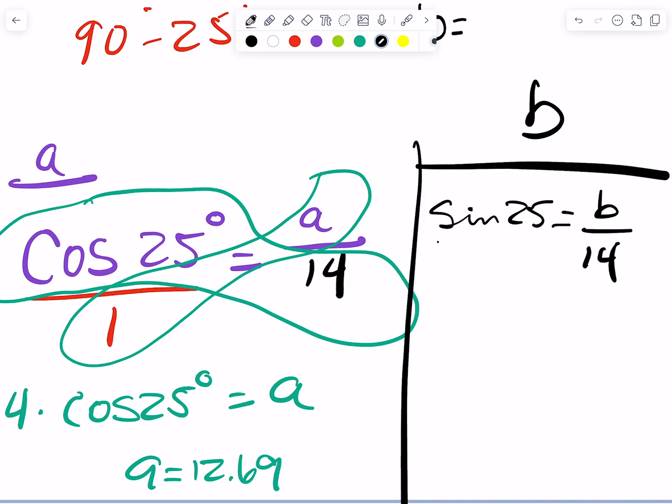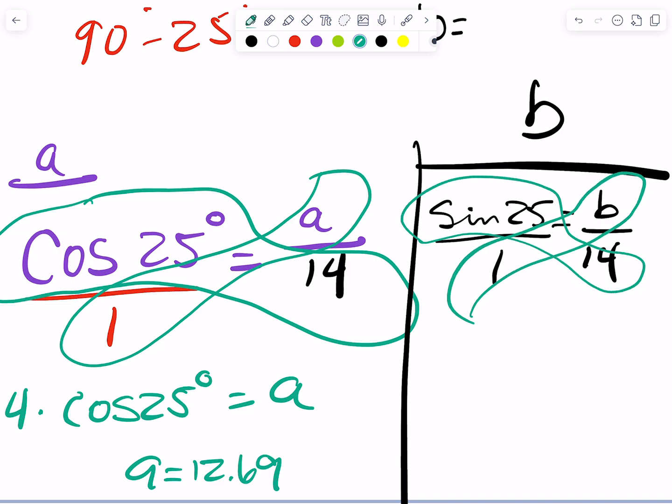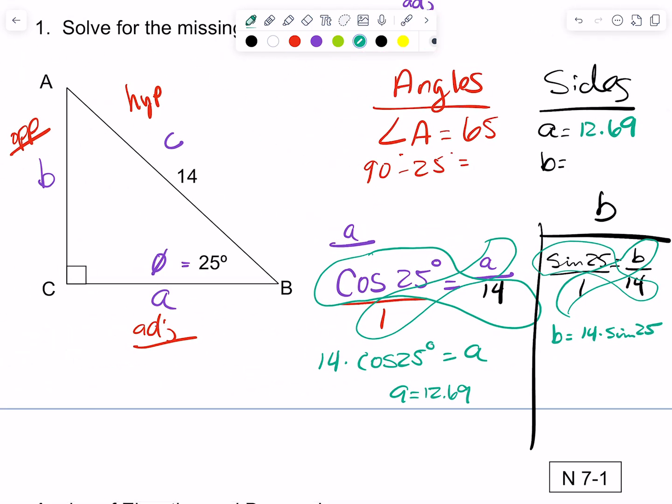So in Desmos, again, your proportion will never fail. So B is equal to 14 times whatever sine 25 is. Type that in. Round. You guys tell me what you get. 5.9-ish. It is, right, 5.92? Is that what you guys got? Everybody else got that? Very good. Excellent.